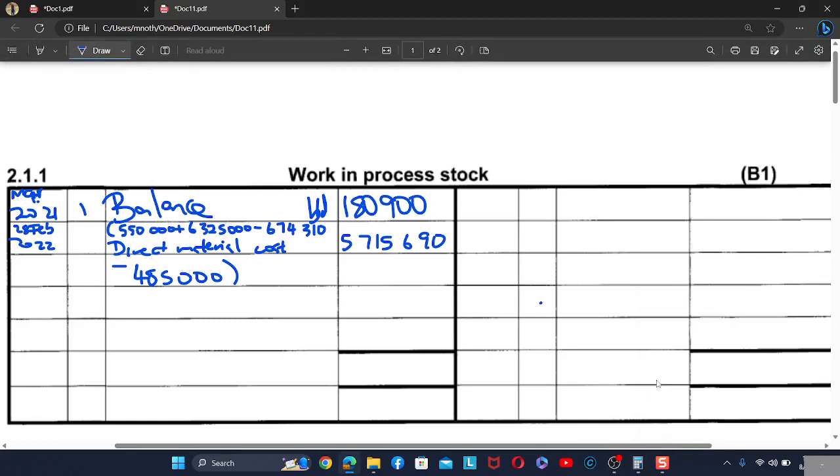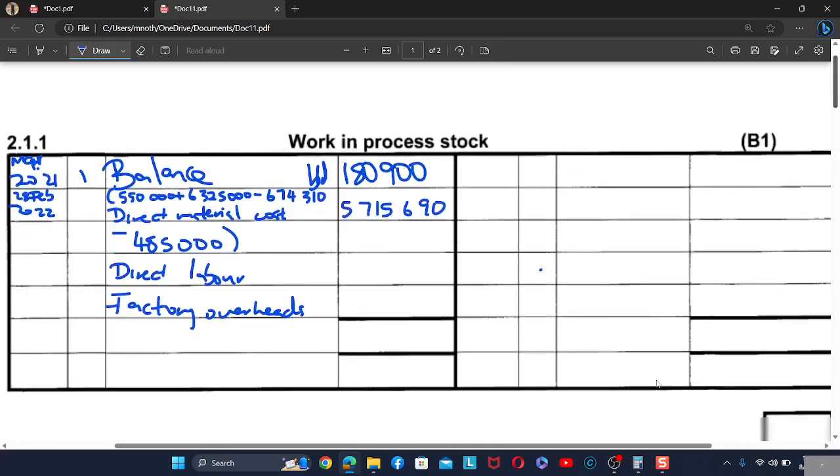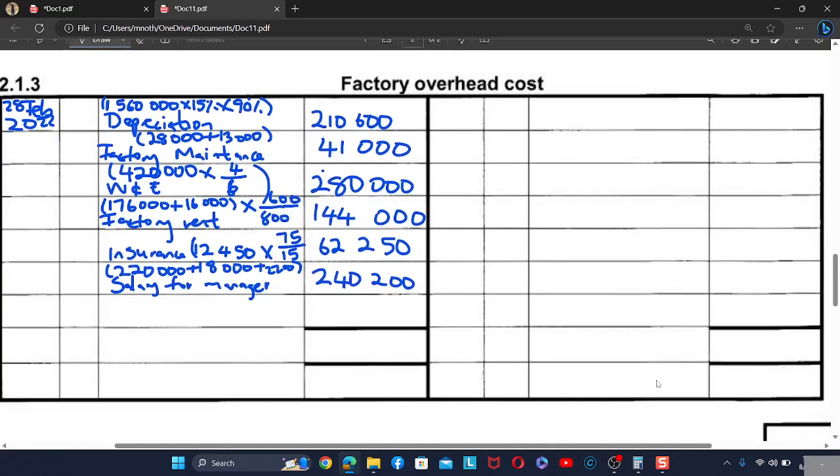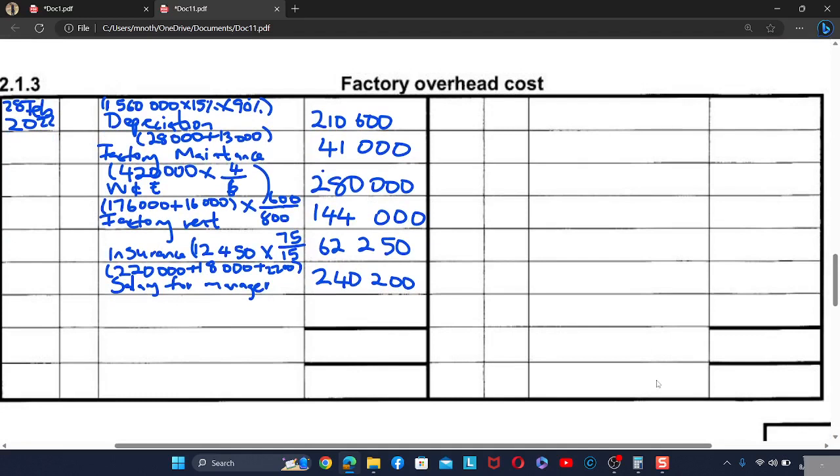Okay. And then after that, we are going to have the direct labor. So if you can remember, it was not given. And then we are going to have the factory overheads. So let's go and calculate the factory overheads.